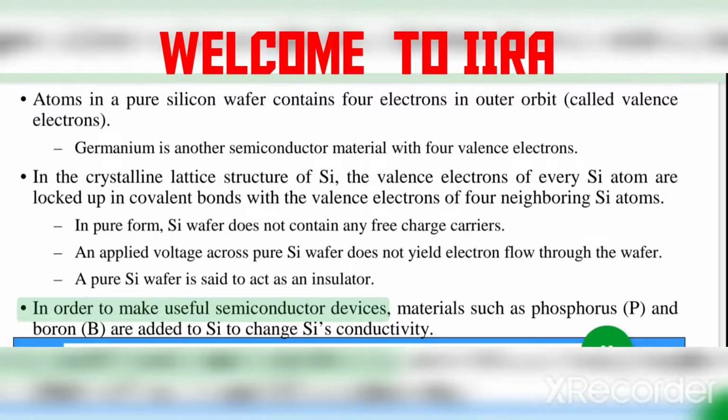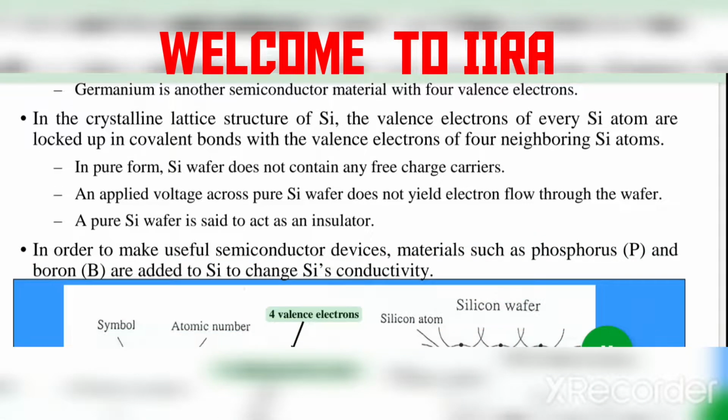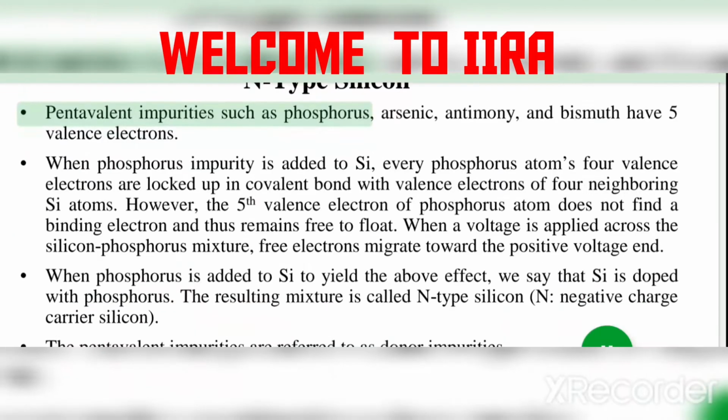In order to make useful semiconductor devices, materials such as phosphorus and boron are added to silicon to change silicon's conductivity. 4 valence electrons. N-type silicon. Pentavalent impurities such as phosphorus, arsenic, antimony, and bismuth have 5 valence electrons. When phosphorus impurity is added to silicon, 4 of every phosphorus atom's valence electrons are locked up in covalent bonds with valence electrons of 4 neighboring silicon atoms. However, the 5th valence electron of the phosphorus atom does not find a binding electron and thus remains free to float.